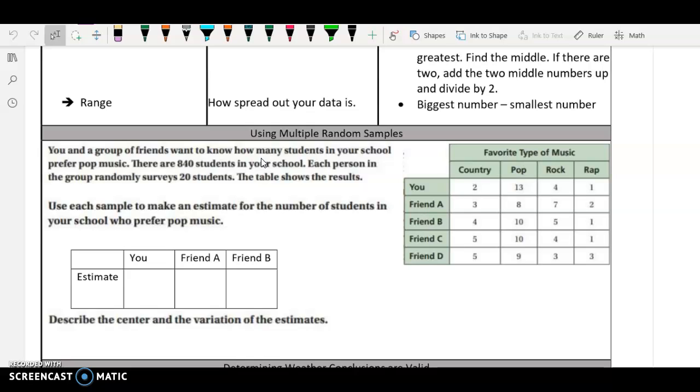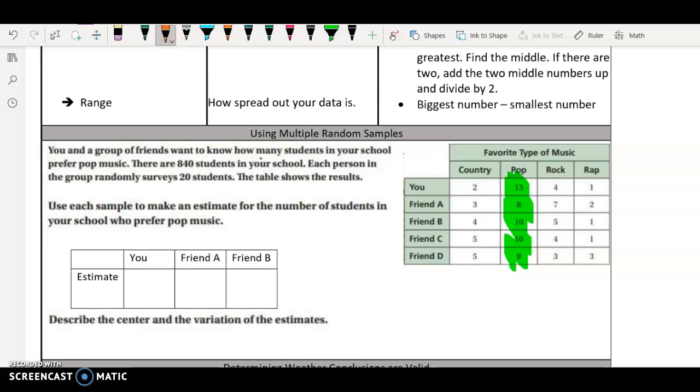So you and a group of friends want to know how many students in the school prefer pop music. There are 840 students in the school. Each person in the group randomly surveys 20 people. So the table shows the results, and we're looking at pop music. So we are only going to be looking at this column right here, if it'll let me draw. And I actually made it to where you're only going to find friend A and friend B. And so you're going to use each sample to make an estimate of the number of students who prefer pop music. This is just like what we just did.